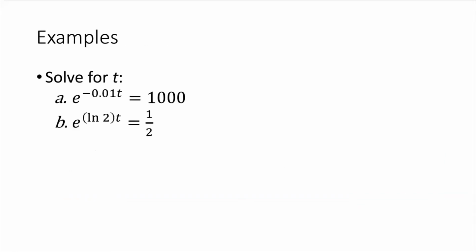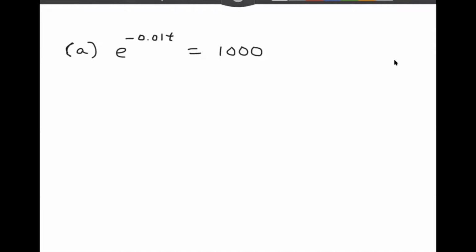All right, so that brings us to our first example, and I am going to switch over to the tablet. Remember, the instructions were solve for t. Our first equation says e to the power negative 0.01t is equal to 1,000.